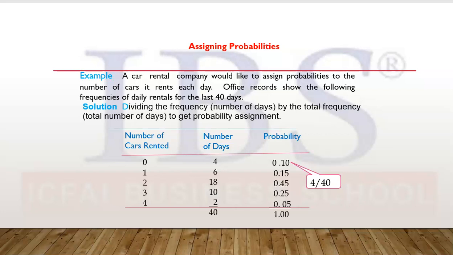Now if you have to find out the probability of 0 cars being rented, then it is the frequency of 0 cars divided by the total outcomes. If you have to find out the probability that 1 car will be rented on a day, it will be 6 divided by 40, and so on. You divide the frequency of a particular outcome, that is the favorable number of outcomes, by the total number of outcomes, and that gives you the probability. Okay, so let's move further.